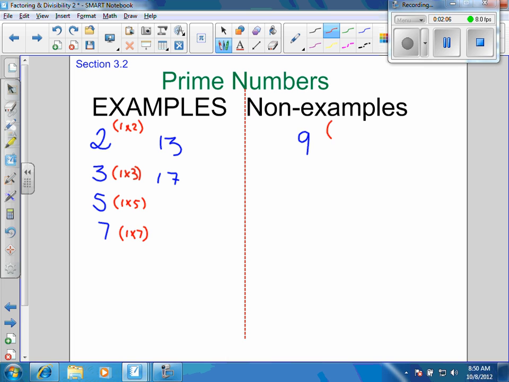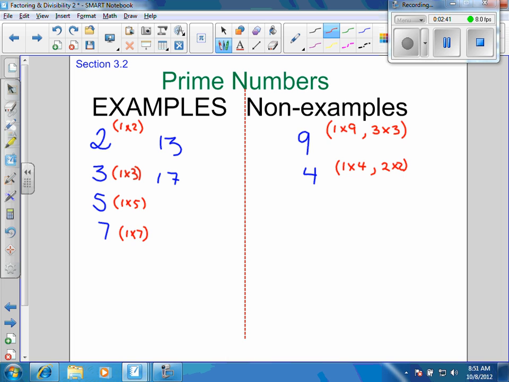But on 9, you can do 1 times 9, but you can also do 3 times 3. So if you could come up with more than one way to multiply to get the number, the target number, like the target number here is 9, then we know it's not prime. So Eric, what's another example of a number that's not prime? Let's say less than 20. 4. 4 is not prime because you could get 4 with 1 times 4, but you could also get it with 2 times 2.